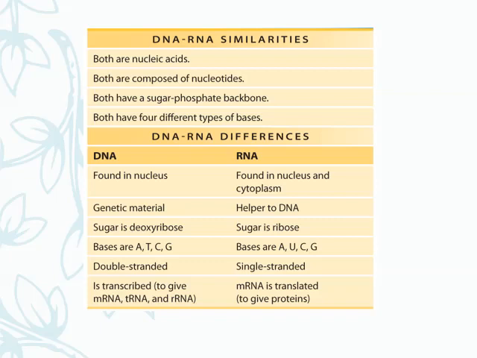All DNA molecules are double-stranded, while RNA molecules are single-stranded. DNA can be copied or transcribed to give rise to the 3 types of RNA: the messenger RNA, transfer RNA, and ribosomal RNA. Messenger RNA is translated, and this generates the production of proteins.